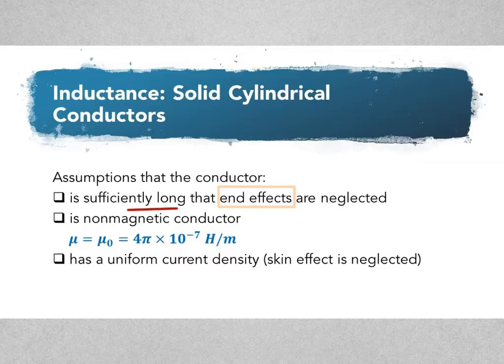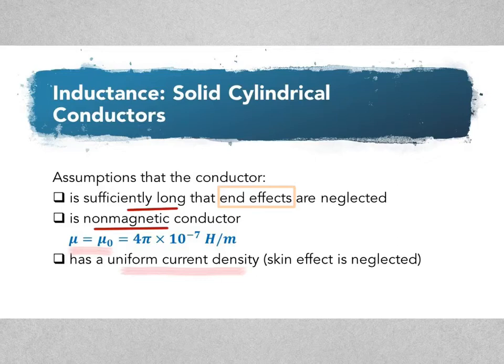Now, the second assumption is the conductor is non-magnetic. That is, its permeability is equal to the permeability of free space, that is 4 pi times 10 to the negative 7. And then the last assumption is that the conductor has a uniform current density, so that the skin effect is now neglected.